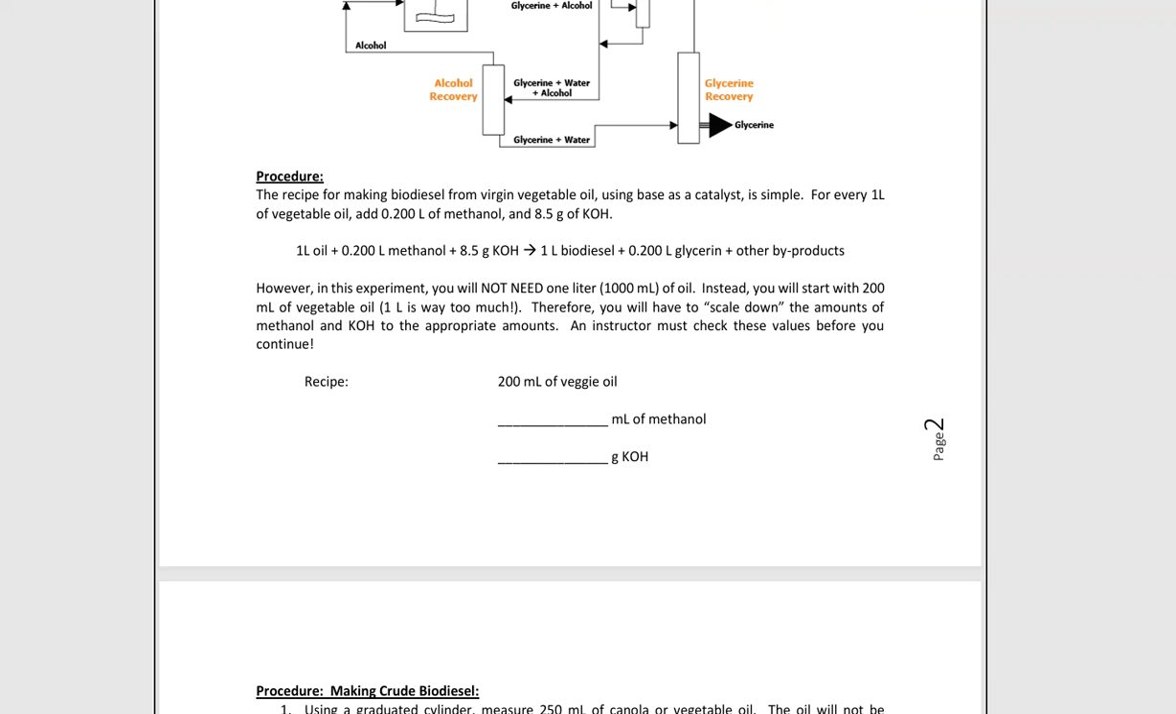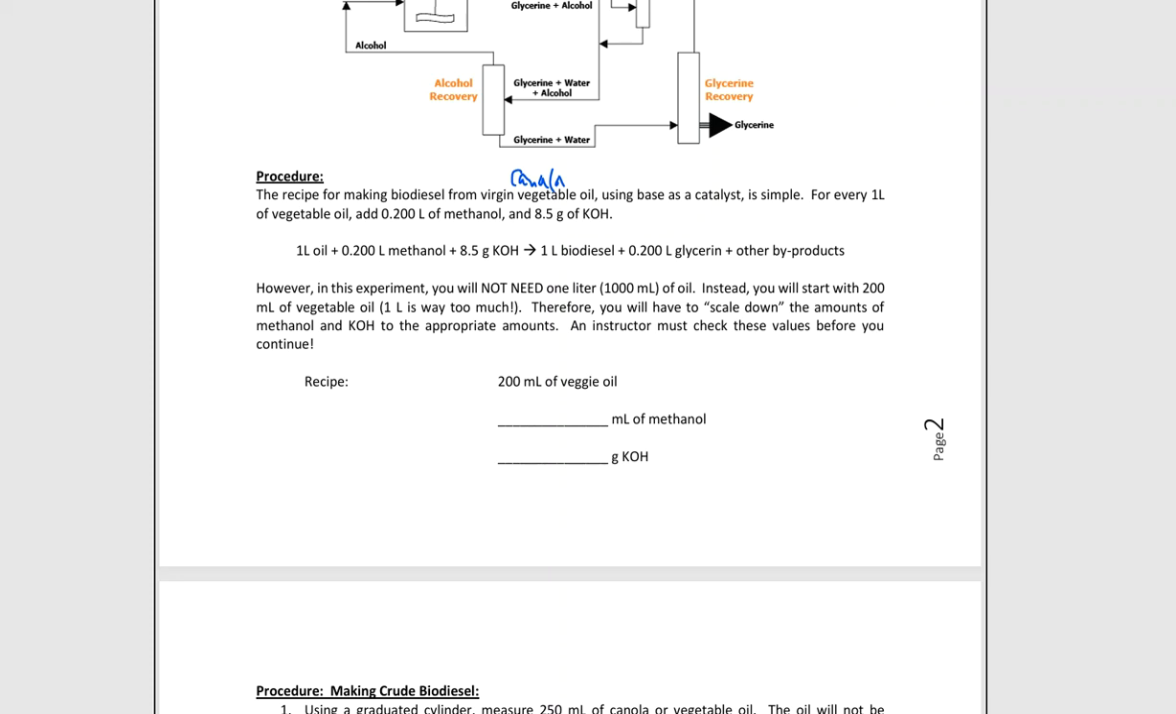It says the recipe for making biodiesel from vegetable oil or canola using base as a catalyst is simple. The reason I say that is because we've got one or the other. I don't really know if we've got canola or vegetable. This is going to work out no matter which one we have. We'll let you know which one it is, but don't treat this any different. Whatever oil you get, you use the same ratio and the same type of recipe.